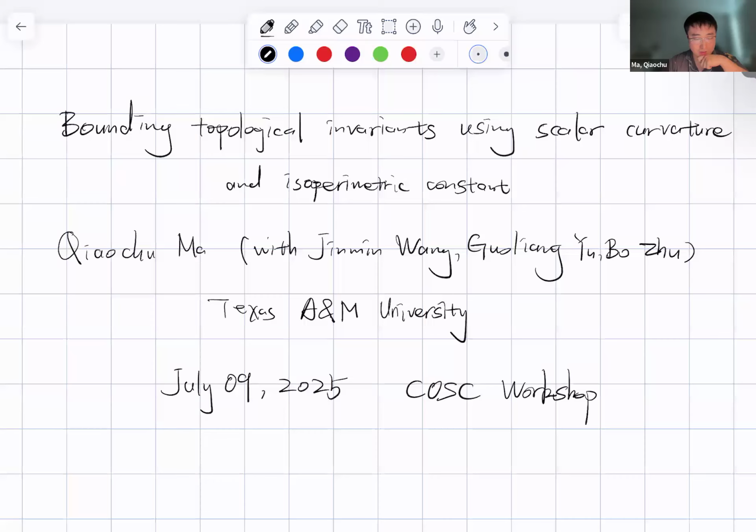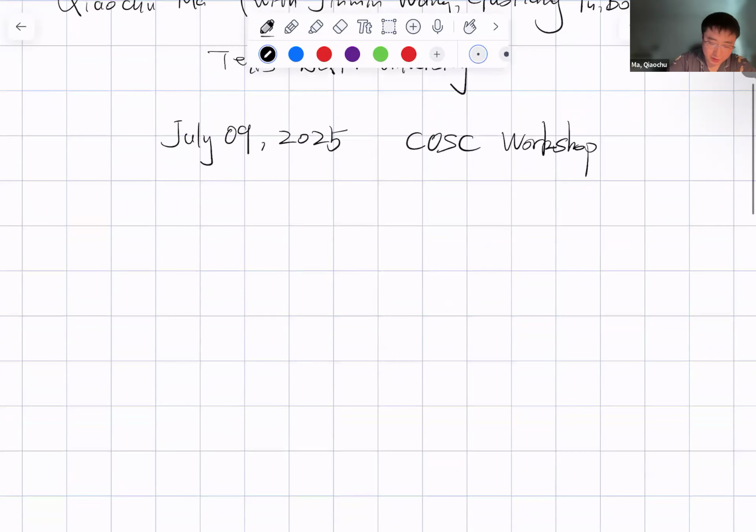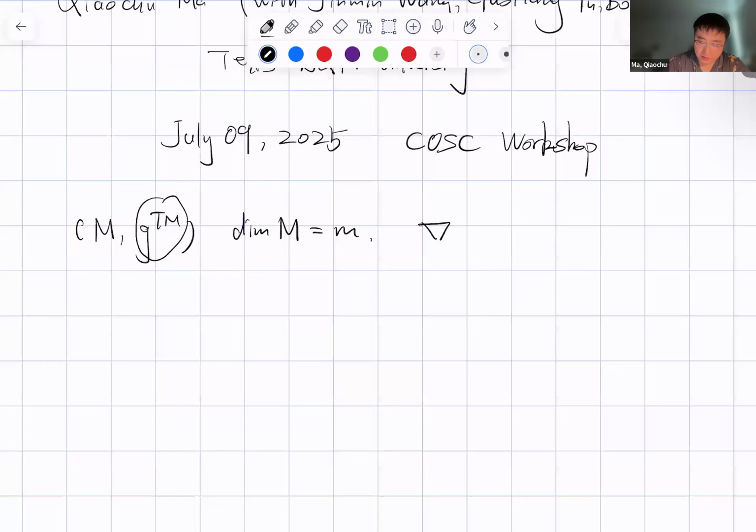So my talk is about bounding topological invariants using scalar curvature and isoperimetric constant. I shall start from the very beginning. Suppose that we have a Riemannian manifold M with a Riemannian metric g. Suppose that the dimension of this manifold is m. With this Riemannian metric, we can construct the Levi-Civita connection and the Riemannian curvature.